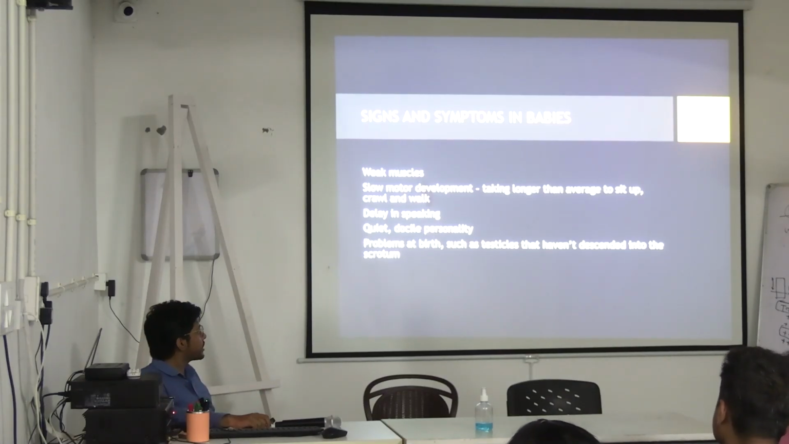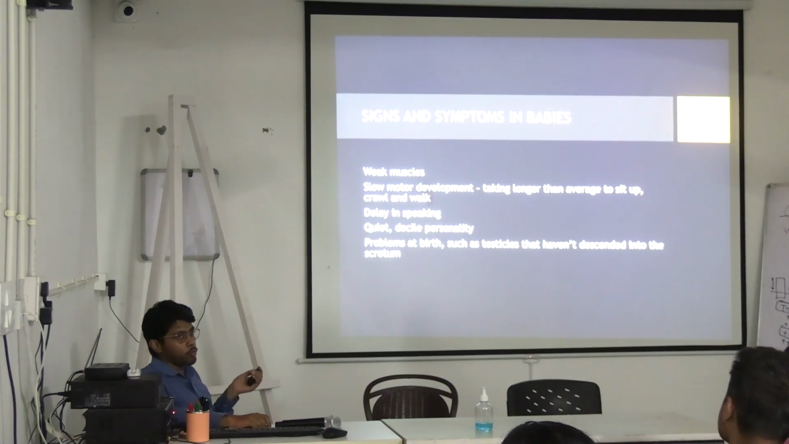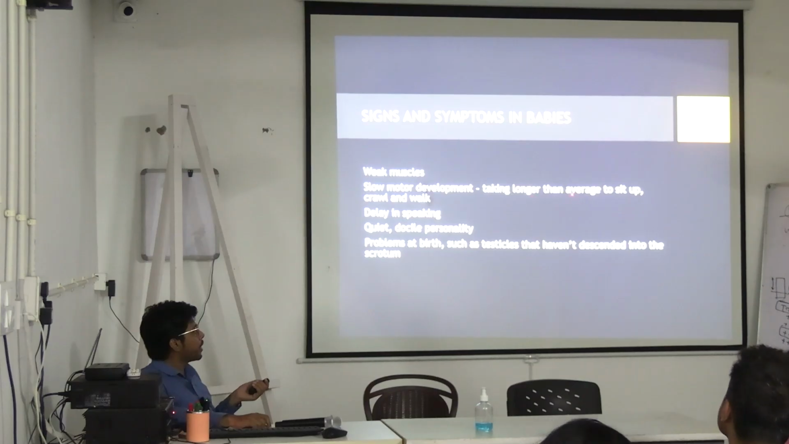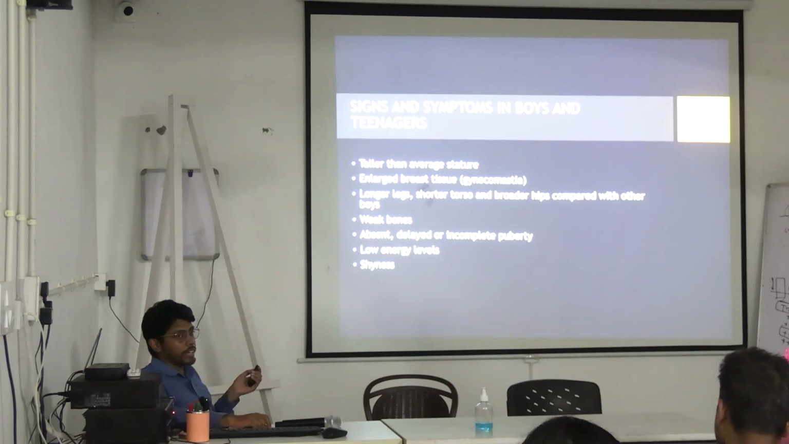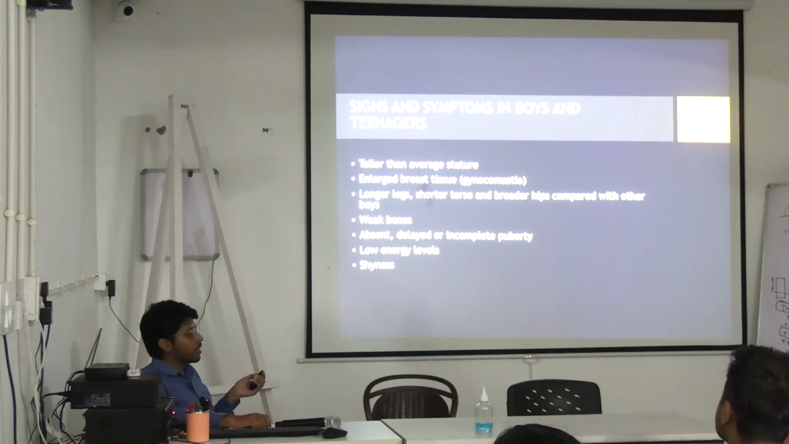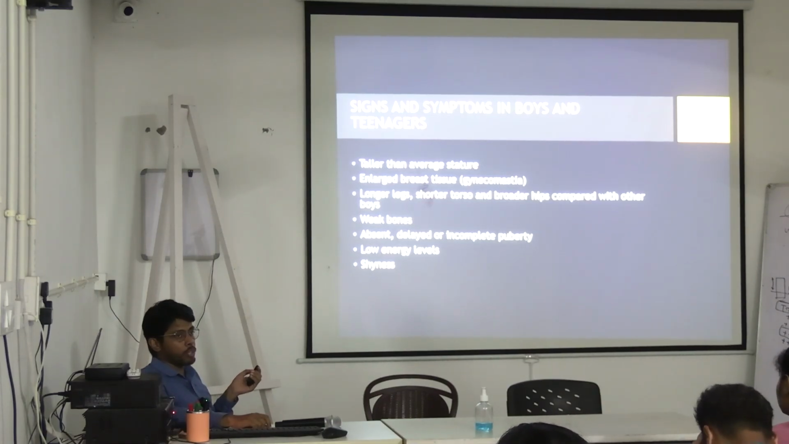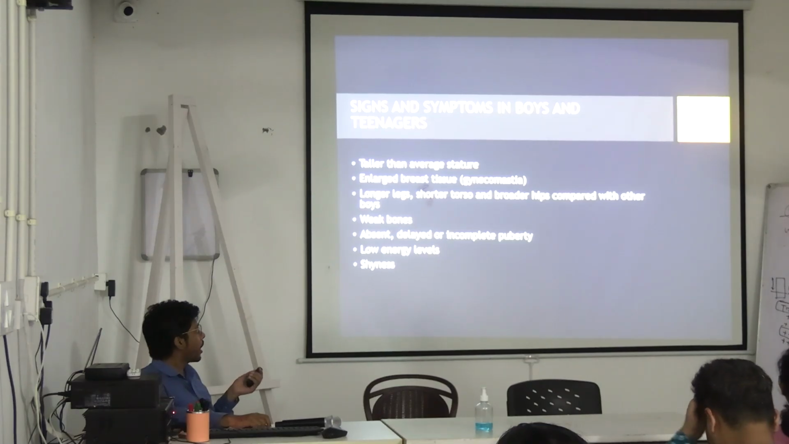Now what are the clinical features? First is weak muscles, then slow motor development, takes more time to sit up, crawl and walk. There will be speech delay, quiet personality and undescended testes. Taller than average stature. In Turner syndrome, height will be less. In Klinefelter syndrome, height will be more.